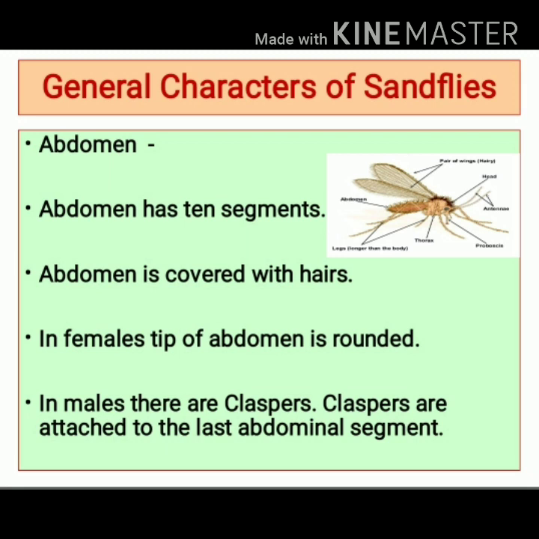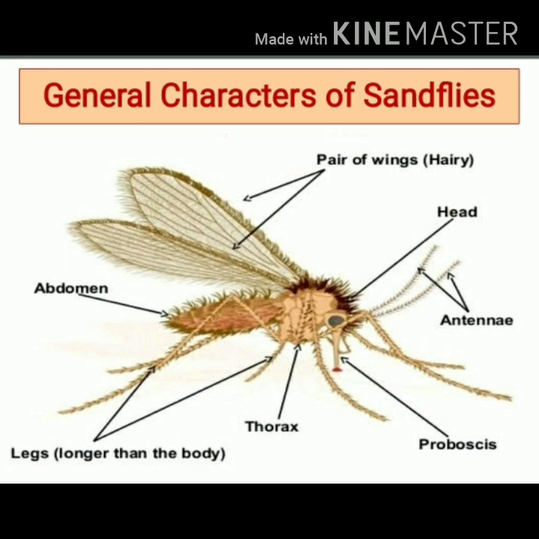Abdomen is covered with hairs and it has 10 segments. In females, tip of abdomen is rounded, and in males there are claspers. Claspers are attached to the last abdominal segment. In this image, you can see different body parts of a sandfly, and you can note body as well as wings are covered with hairs.